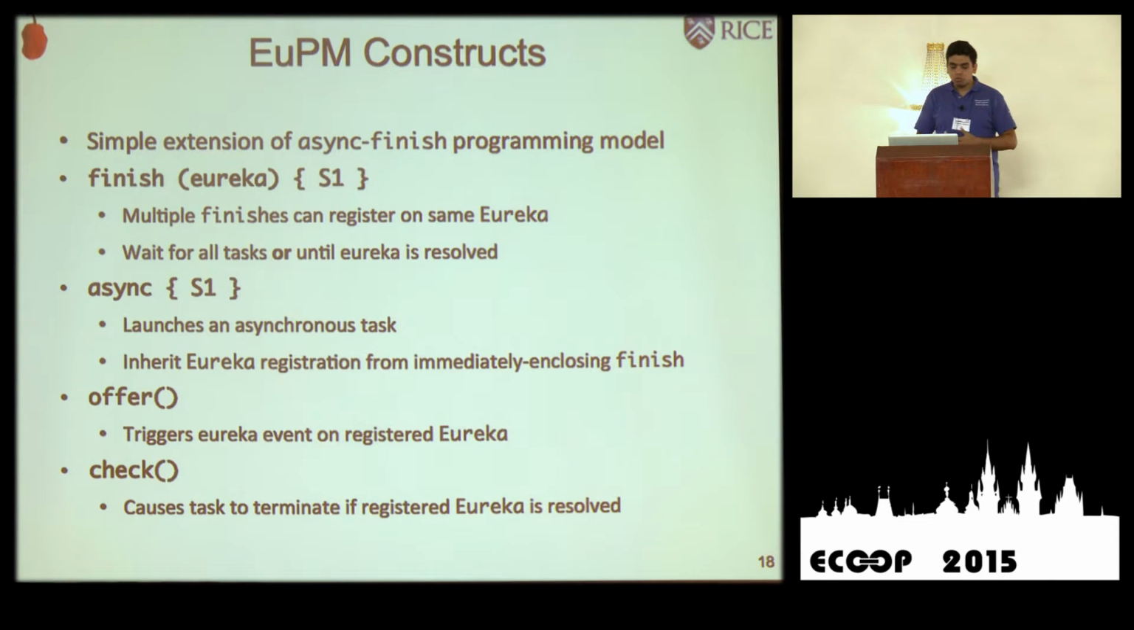And then we have two new method calls. One is offer. Offer is the means of identifying a Eureka event. So anytime we find a result, the offer method is the method that we're going to call to notify that we found a result. And then we have this check method that allows you to check for termination in your task. So anywhere you have a check call, the runtime is going to make sure that it finds the Eureka that you're registered on, and it's going to check if the Eureka is resolved, or should this task continue executing, if not, terminate the task.